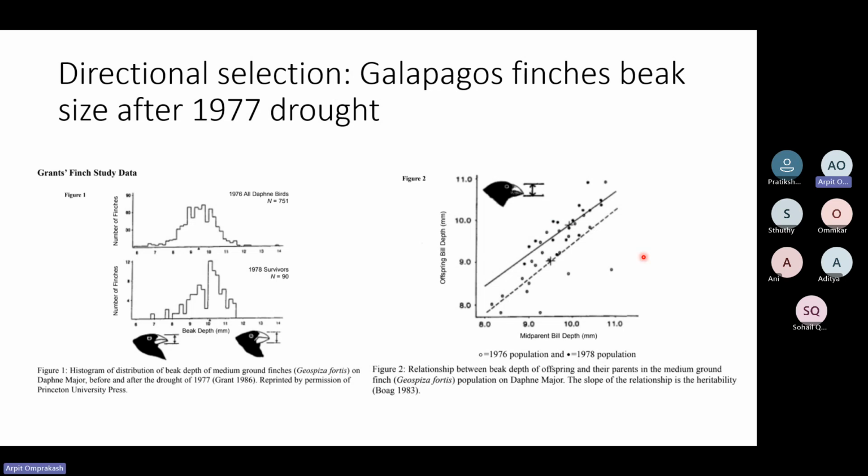Then we talked about some examples of directional selection, such as Galapagos finches' beak size after drought. How the beak depth changed, because drought meant that only hardy nuts were surviving, and it became more difficult for them to survive on hardy nuts if they had smaller beaks.